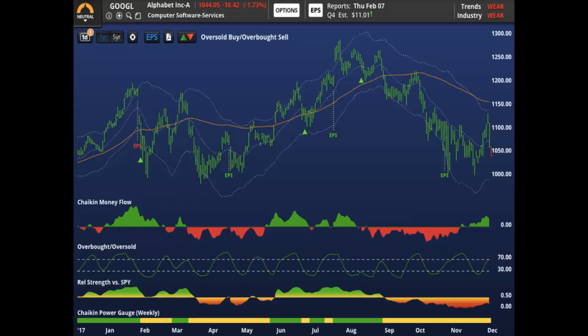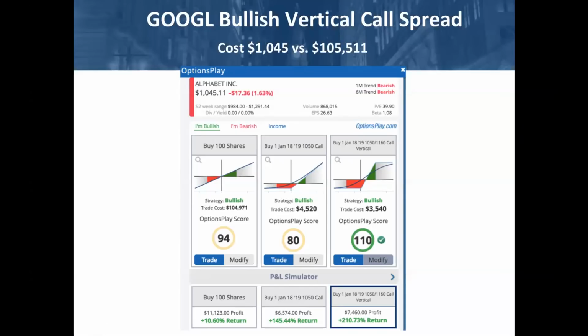So if I'm looking to establish a position in Google thinking that it might rally to 1150 at long-term resistance, what do I do? Do I buy the stock and spend $105,000 for 100 shares? No, I buy a vertical call spread, $1,045 to control 100 shares of Google for the next 6 weeks. You buy the 150 call, you sell the 1160 call against it, you reduce your cost dramatically from $4,500 to $3,500, and you get that nice big green probability circle with the check mark.